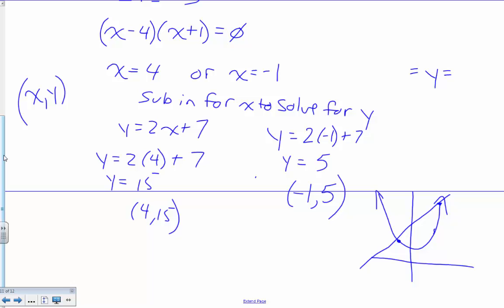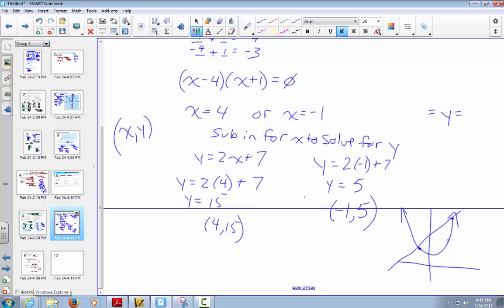And we should be able to do this. Pretty much the same idea would happen if we had two linear equations that were intersecting. We'd make them equal to each other and solve. And we'll do some practice and hopefully it goes well.